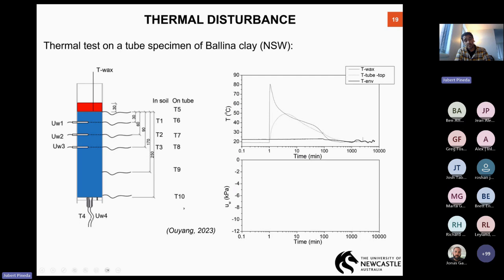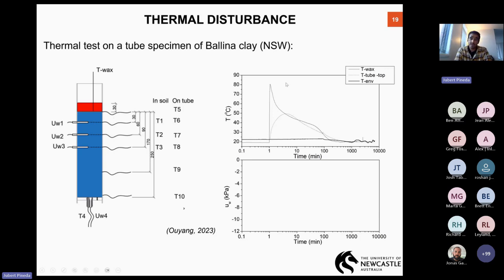And then we installed some sensors at the base, pore pressure sensors, which is the UW4, and thermocouples to monitor the temperature inside the soil, and also thermocouples attached to the tube wall. So we have also installed tensiometers. So 3 tensiometers, UW1, UW2, UW3, located at different depths in order to see what happens.